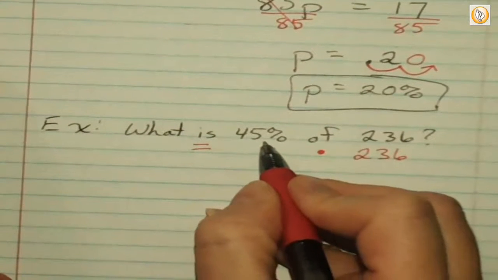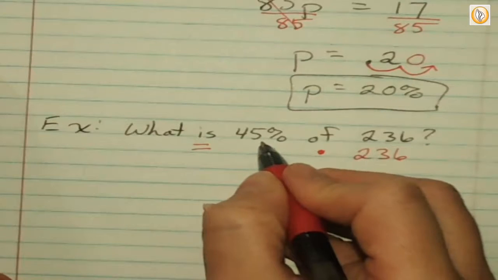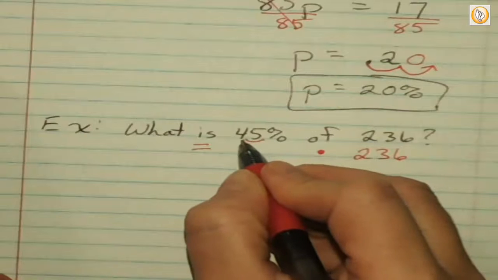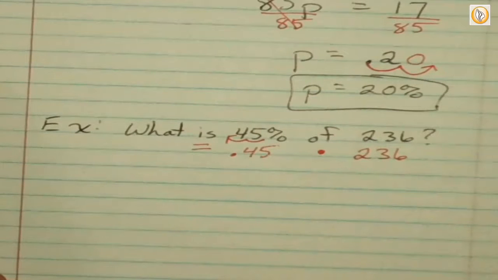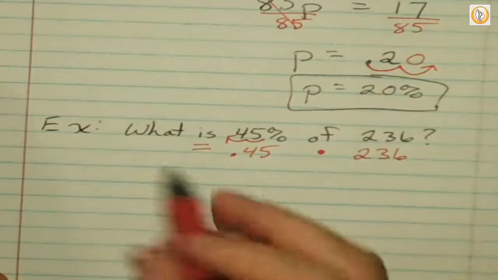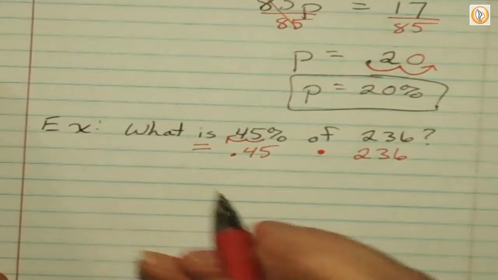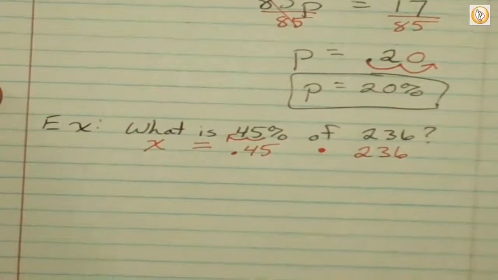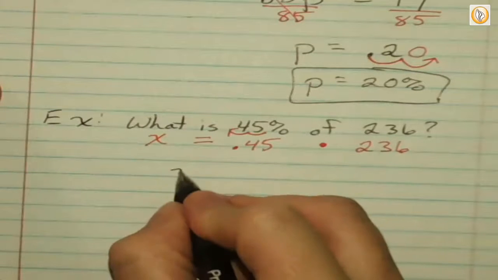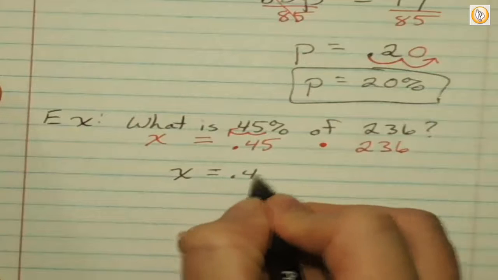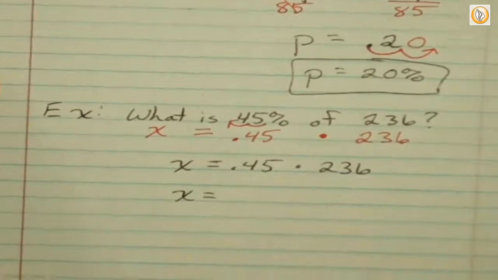Does anyone remember what I have to do to this percent, Morgan? Turn it to a decimal. And how do I do that? Move the imaginary decimal point two places to the left. So I get 0.45. If you do not change it, it's wrong. So this "what" is what we're looking for. What can I call it? X. Let's call it X. So now, let's rewrite the problem here. I have X equals 0.45 times 236.